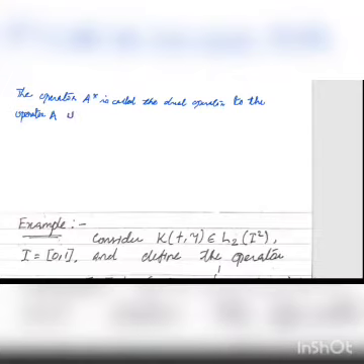where A star is defined from Y star to X star, and recall that A is defined from X to Y. Okay, and norm of A star is equal to norm of A. So this is the condition.